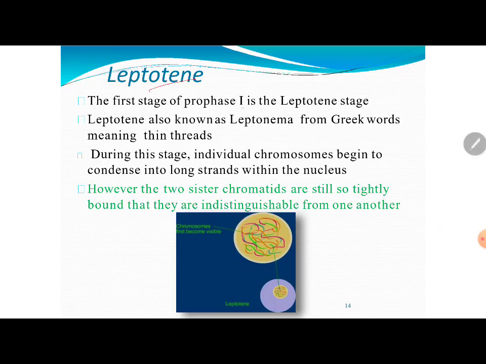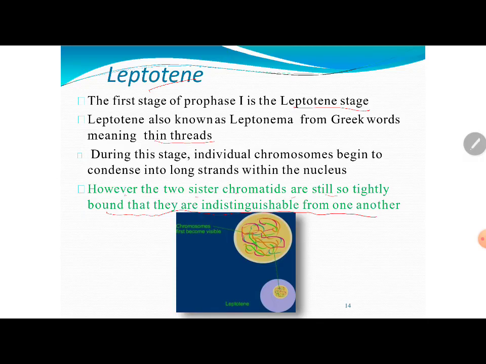The first stage of prophase 1 is the leptotene stage. Leptotene is also known as leptonema. The Greek word means thin threads. During this stage, individual chromosomes begin to condense into long strands within the nucleus. The thin thread-like structures are getting condensed. However, the two sister chromatids are still so tightly bound that they are indistinguishable from each other.